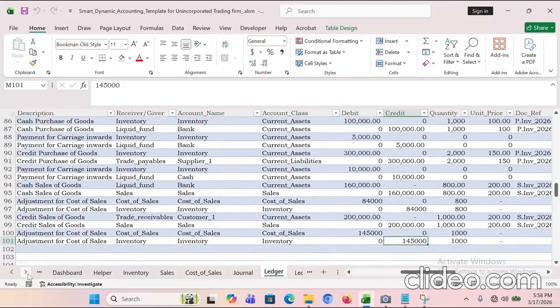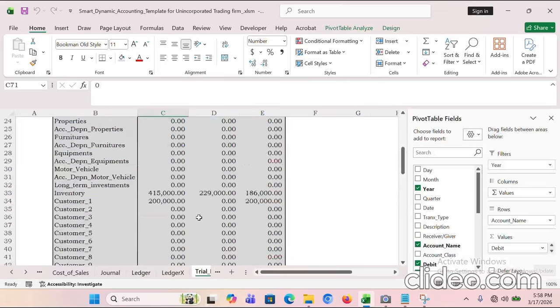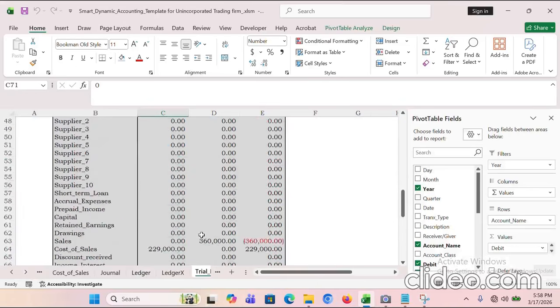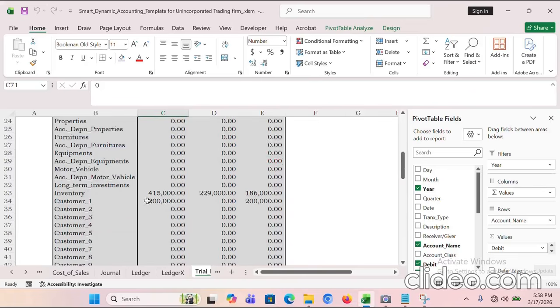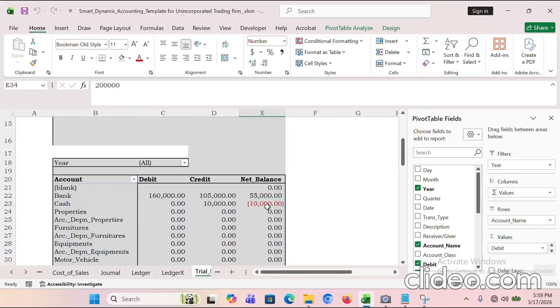Now let's check the trial balance to see if this is also reflecting. Yes, everything that we just did is automatically reflecting in the trial balance as well. You can see the total debit for the inventory, the cost of sales from the inventory, and what is remaining in the inventory. Customer one, which is one of the trade receivables. Trade receivable is expected to have a debit balance. Cash: this is the cash that we spent on the carriage inwards, so it's a credit. That's why it's showing the credits. The bank too, the same thing.